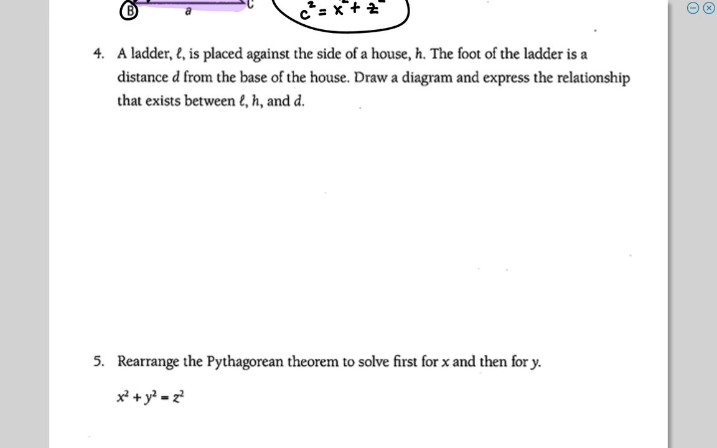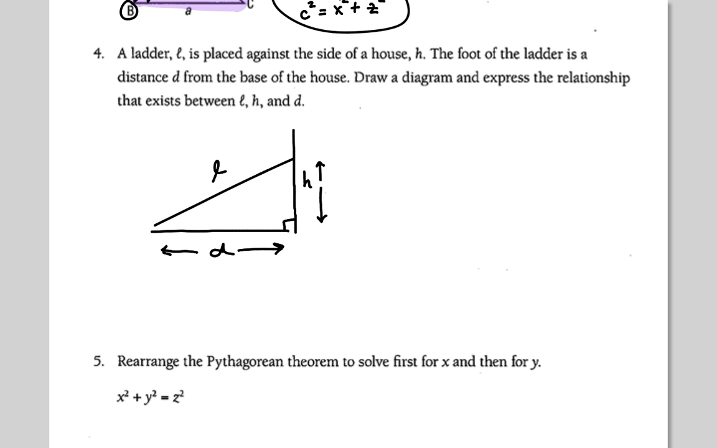Okay, question 4 says a ladder L is placed against the side of a house H. So there's the ladder. It's placed against the side of a house H. And there is a distance D from the base. Draw a diagram and express the relationship that exists. So H goes from here to here, D goes from there to there, and L is the hypotenuse. So since L is the hypotenuse, L squared is equal to H squared plus D squared.